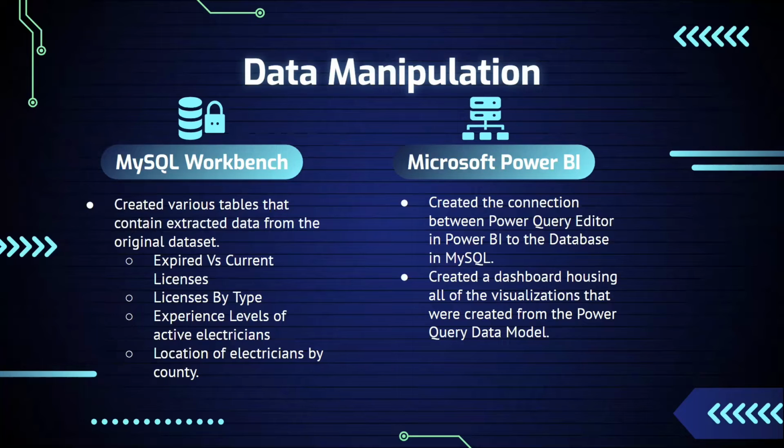The licenses by type. There was a bunch of different other licenses that had to do with electrical work, but since we were only focusing on those 5 licenses of the apprentice, fireman, journeyman, master, and electrical contractor, I narrowed it down by creating a table for that.